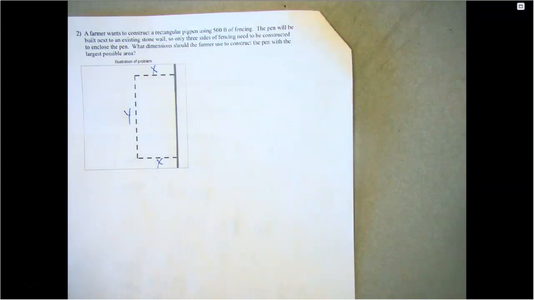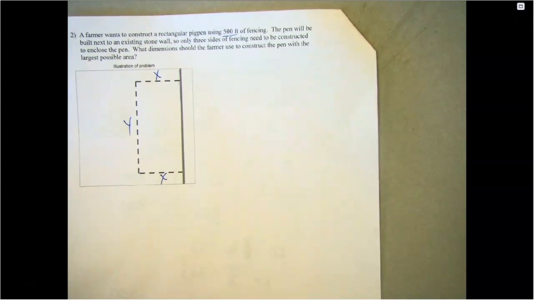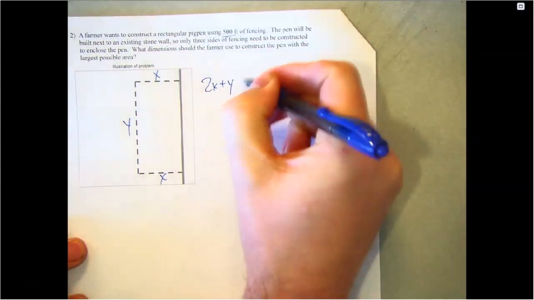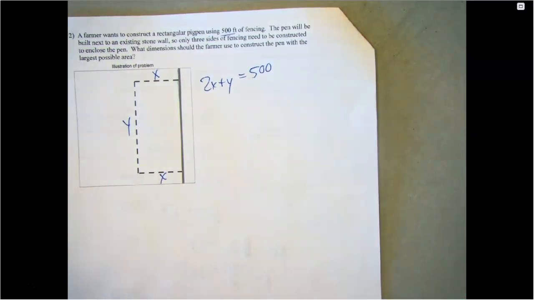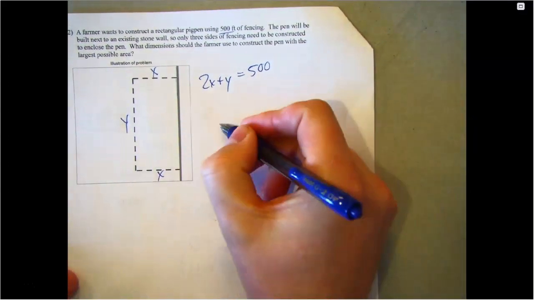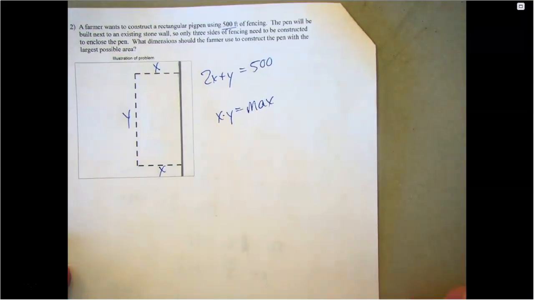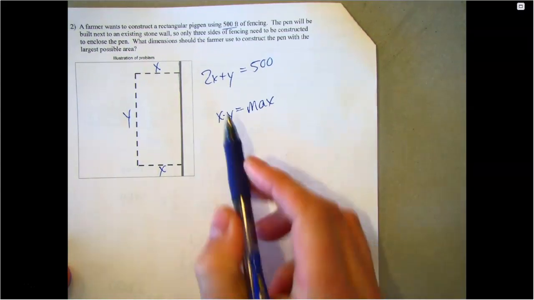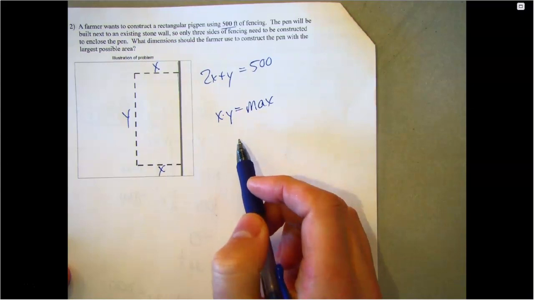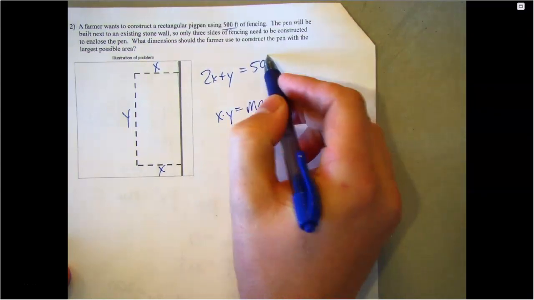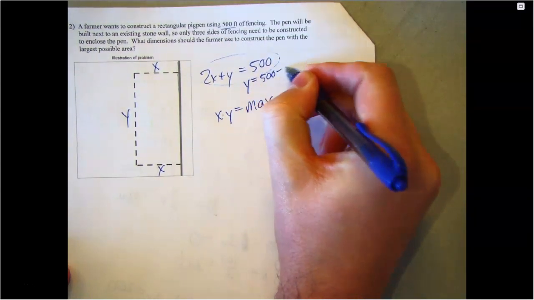So what we know is we have 500 feet of fencing. In mine, it's 2x plus y equals 500. You might have done 2y plus x equals 500. It's the same idea. And I want the largest possible area, so I want x times y to equal max. Then I want to take the derivative of this, but the problem right now is it's got two variables in it. So I want to get it down to one variable by looking at that equation. I think it's easiest to say y is equal to 500 minus 2x.